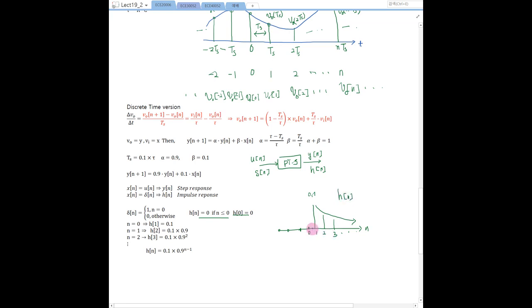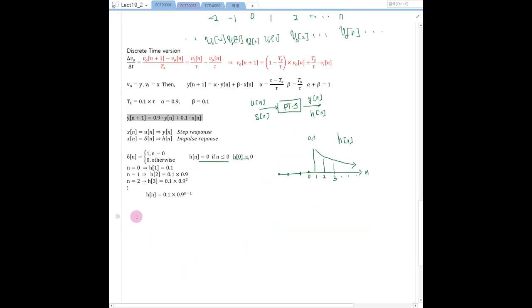So the memory patterns are shown here. This one is the impulse response. If we know the impulse response, by use of the relationship between the impulse and the unit step, we can find out the step response. We know that this equation is linear and time invariant, so we can use the linearity and time invariance properties to derive the result.